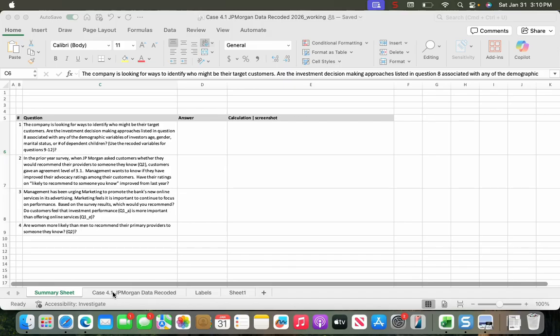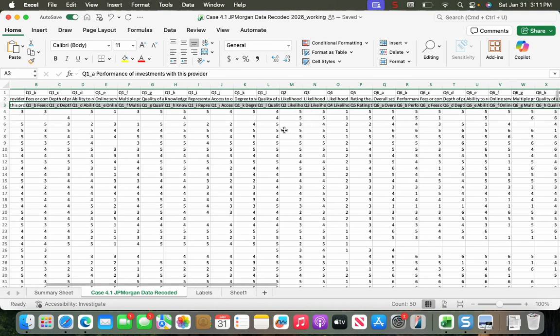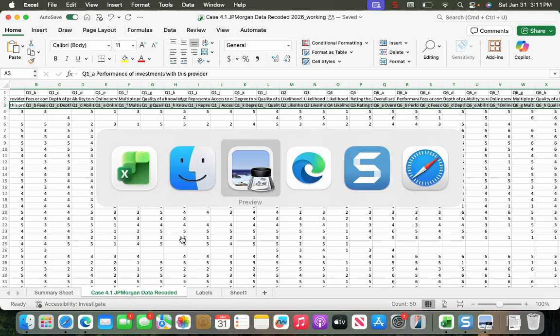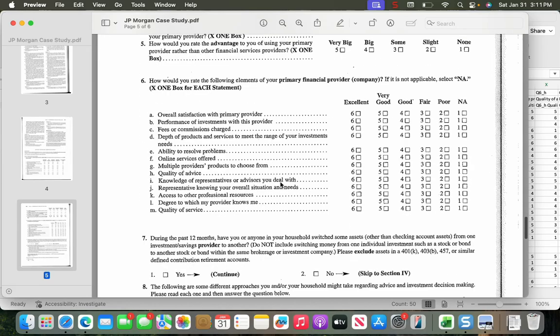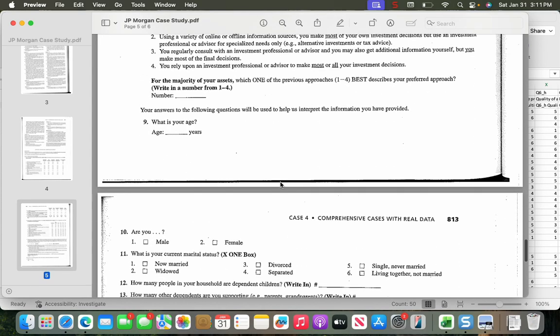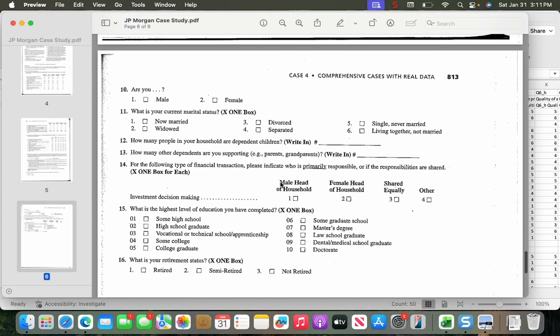And the nice part about having recoded everything and put everything together is you can actually see what the questions were if you were to expand them here. But an easier way to look at them is really to look at the spreadsheet, the survey itself. So we're going to look at those questions on the survey itself. Questions 9 through 12: what's your age? What's your gender? What's your marital status? How many people are in your household? Whether or not you have any dependents, be they grandparents, parents, or children.